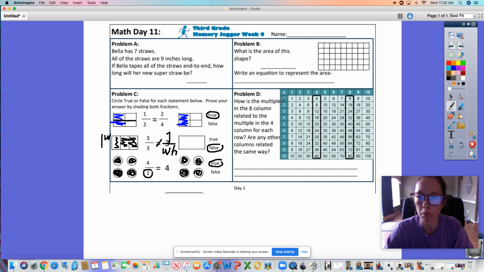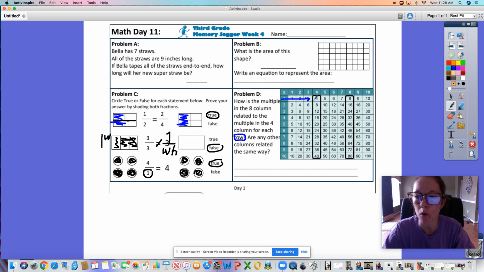Moving on to problem D. D says, how is the multiple in the 8 column related to the multiple in the 4 column for each row? And are any other columns related the same way? So I want you to look this way.